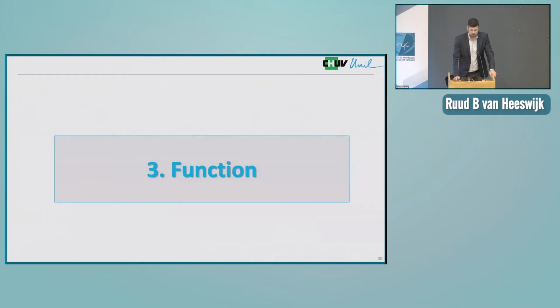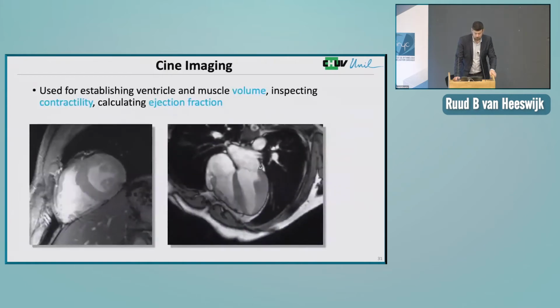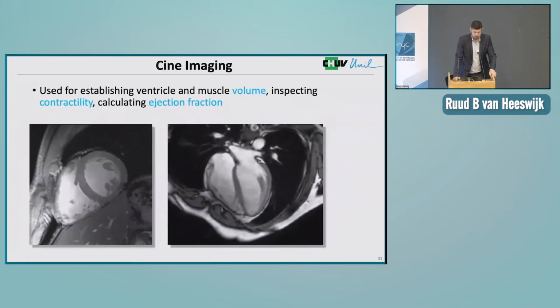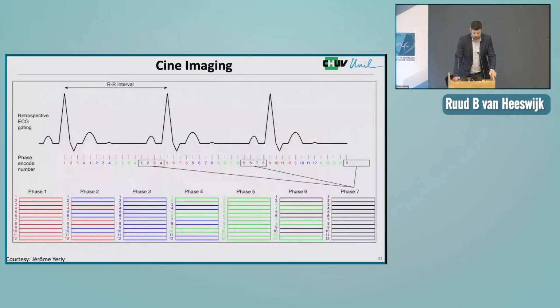And the other thing that is used a lot in cardiac MR is functional imaging. Don't let the brain people hear that though, but it's still measuring function, so it can be called fMRI if you want. But this is used to establish ventricle and muscle volume, inspecting contractility, etc., and results in the images that you probably know well to see at the bottom.